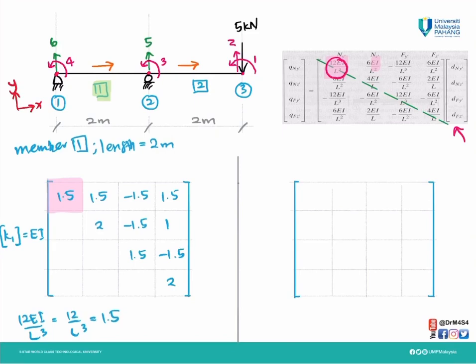And don't forget, for member 1, the numbering for the matrix is near y, near z, followed by far y, far z. Therefore, the numbering for our matrix for member 1 is 6, 4, 5, 3. Now for member 2.